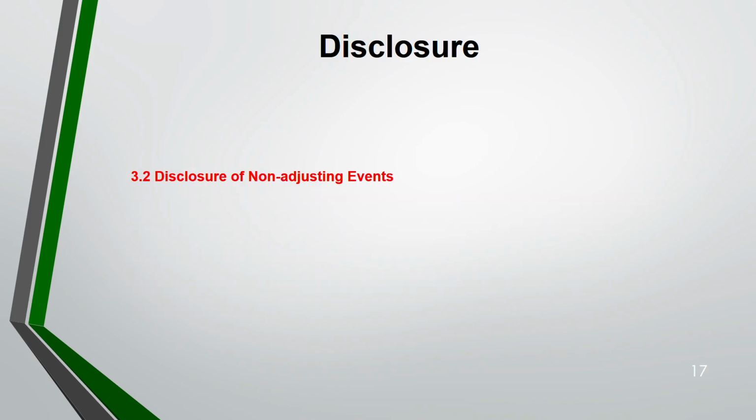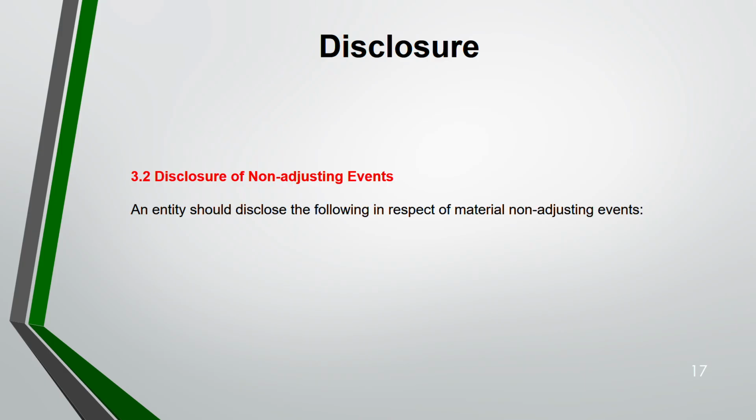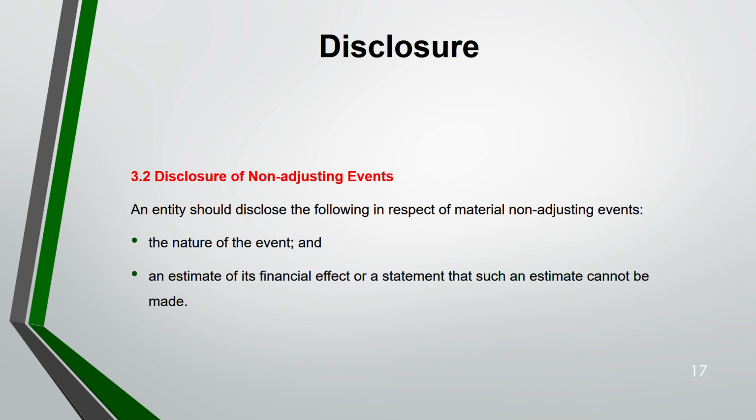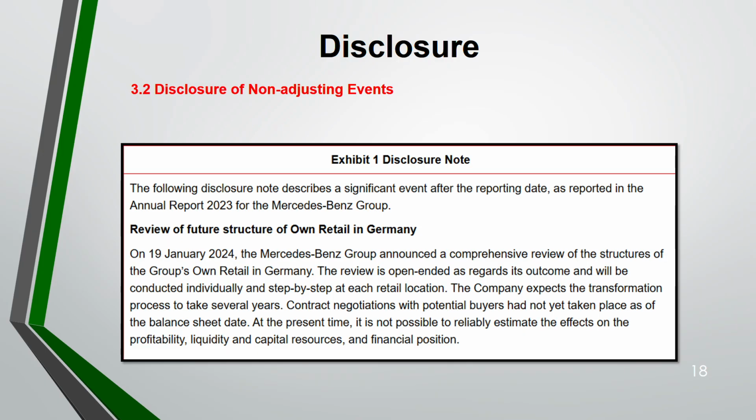Disclosure of non-adjusting events. An entity should disclose the following in respect of each material non-adjusting event. This is a non-adjusting event you have to disclose: the nature of the event, and an estimate of the financial effect, or a statement that such an estimate cannot be made. Now, let us go through Exhibit 1 about a disclosure note.